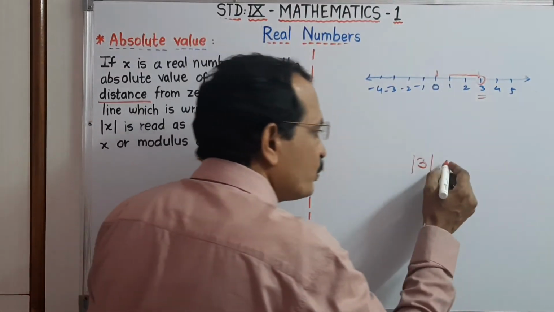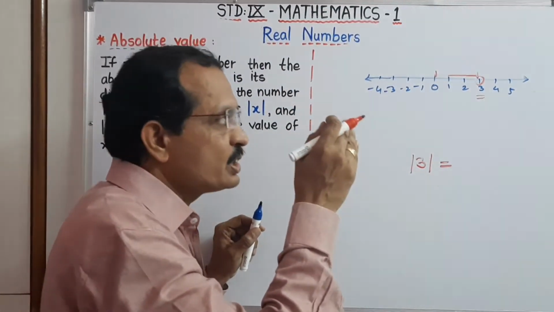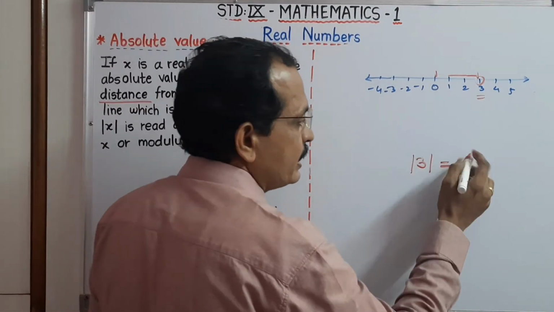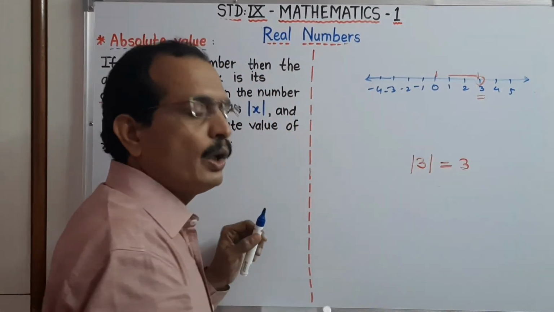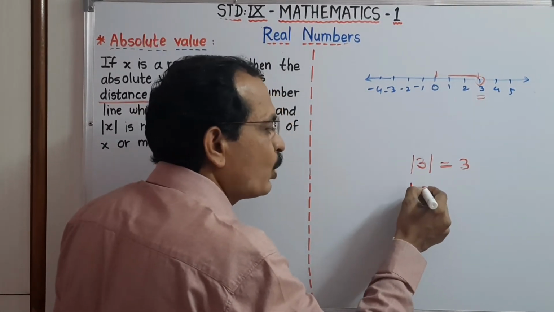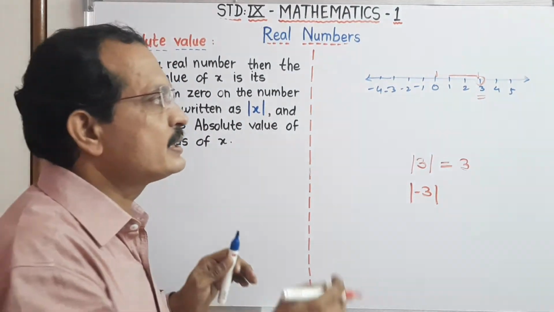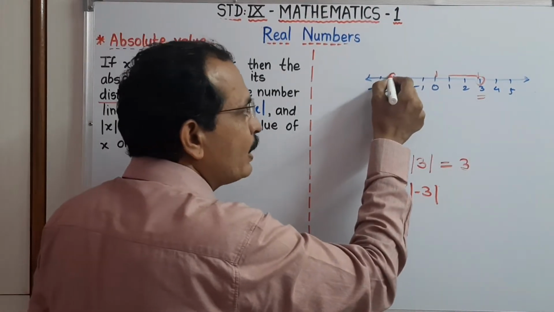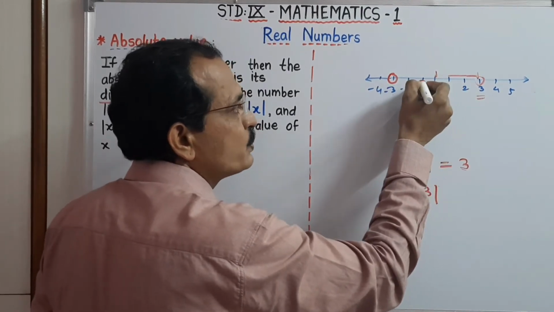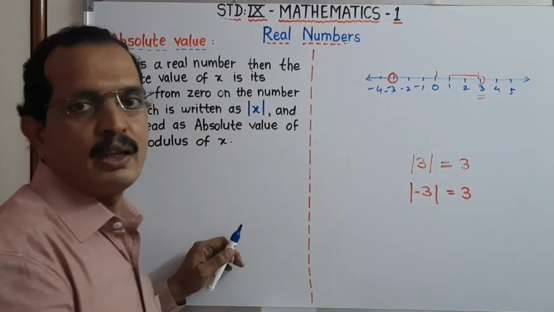Now modulus of 3 means what? It is a distance. And distance of that number from the origin, that means 0, it is 3. Therefore it is 3. Now dear students, suppose I want to find out the modulus of this minus 3. And modulus of minus 3 means I have to find out the distance of this point from the 0. Now it is 1, 2 and it is 3. That means this is also 3.